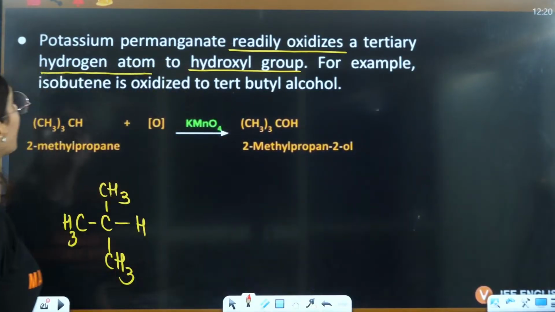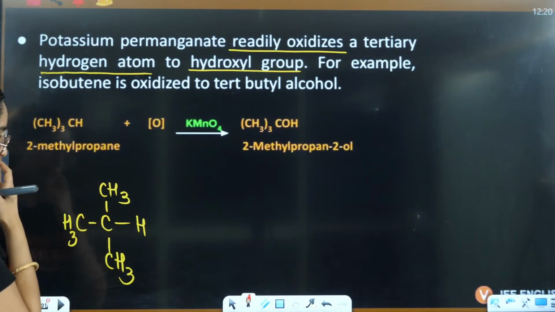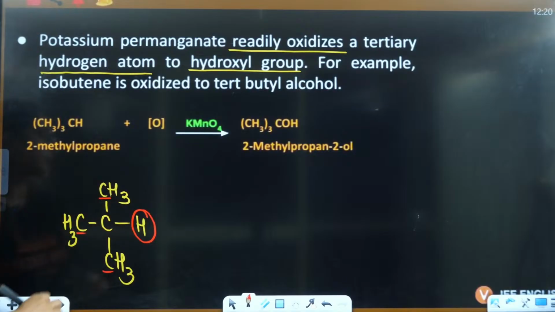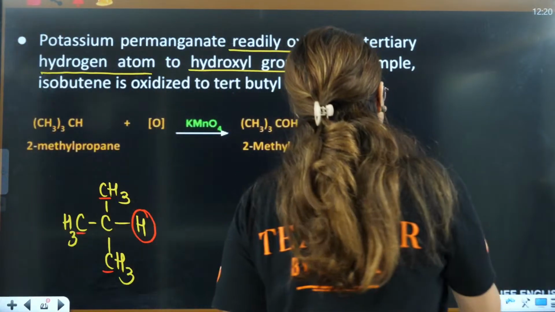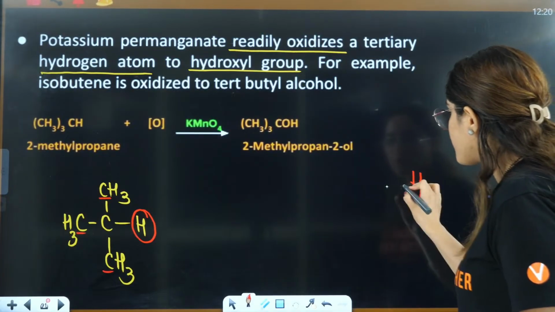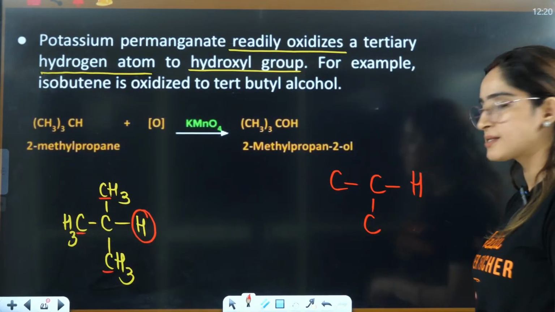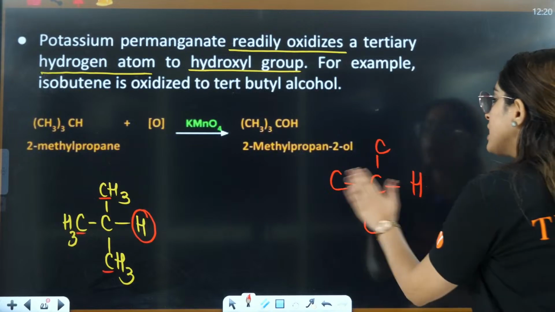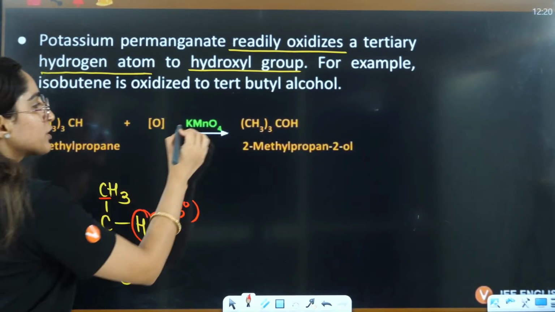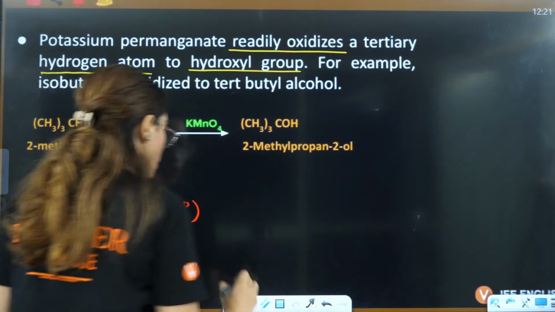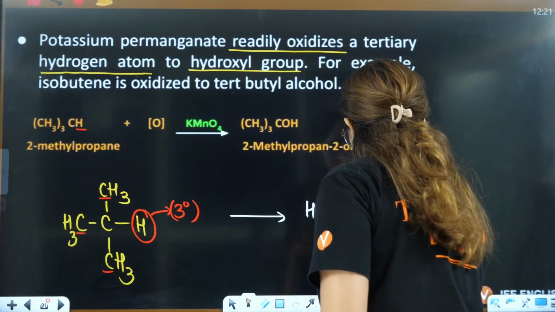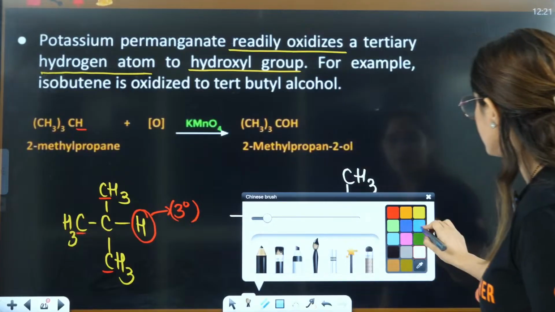So what is a tertiary hydrogen? Tertiary hydrogen is that hydrogen which is connected to a carbon which is further connected to 3 more carbons. What is a primary hydrogen? That hydrogen, if it is connected to a carbon which is only connected to 1 more carbon. What is secondary hydrogen? Hydrogen which is connected to that carbon which is further connected to 2 more carbons. What is tertiary? When it is further connected to 3 more carbons. So here this is a 3 degree hydrogen. So when you have potassium permanganate, this 3 degree carbon is converted to OH. So this will be converted to C, this is CH3, this is CH3, this is CH3, and here it is connected to OH. So that is the answer that you will have here.